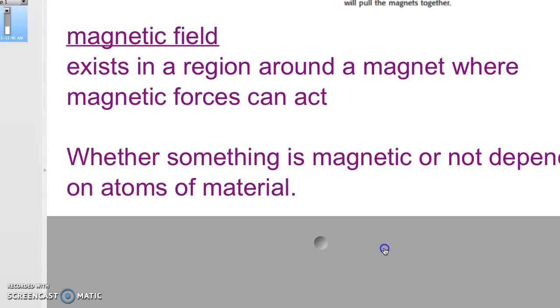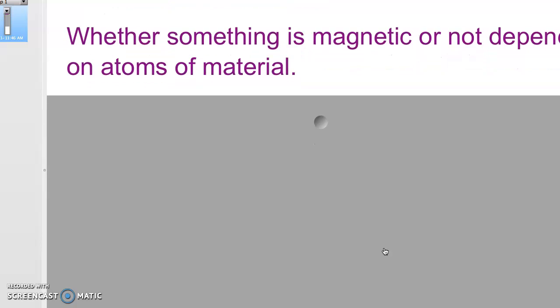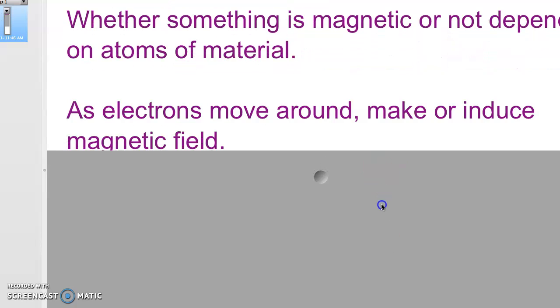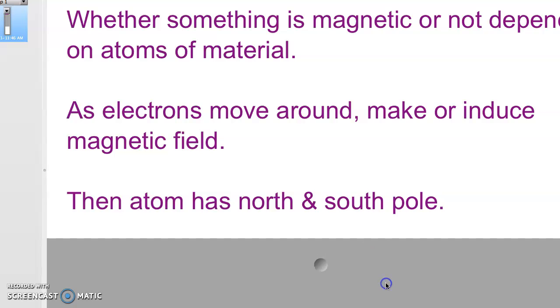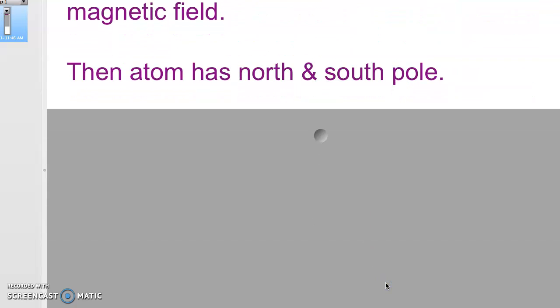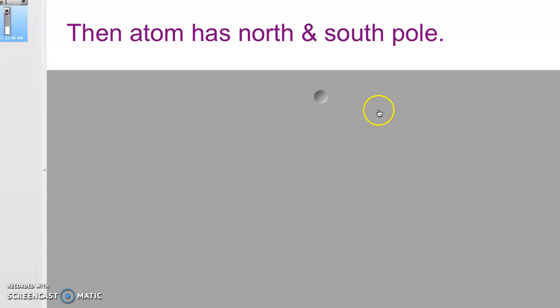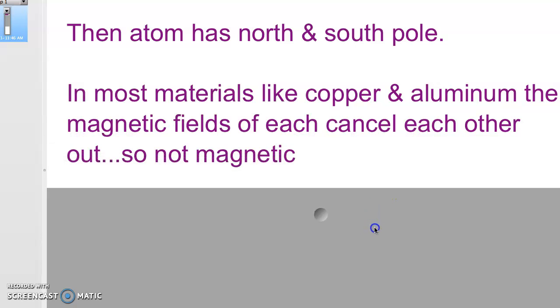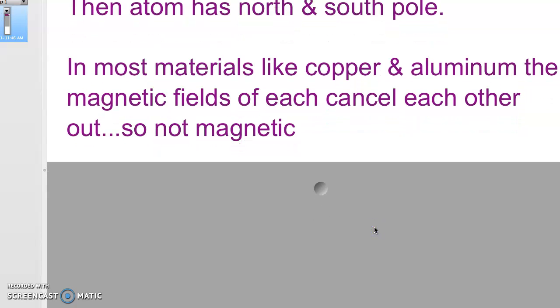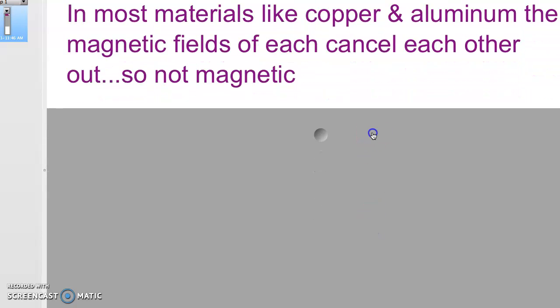Whether something is magnetic or not really depends on what those atoms look like. As the electrons move around, they induce a magnetic field. Then, of course, we have an atom with a north and a south pole. In most materials, like copper and aluminum, the magnetic fields of each atom are going to cancel each other out, so they're not going to be magnetic.